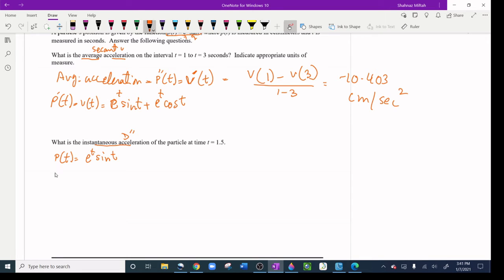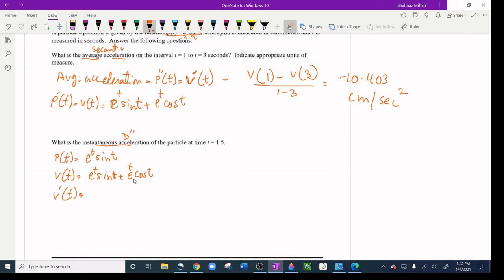So I already know my first derivative is this: e^t sine t plus e^t cosine t. That's my first derivative. Now I'm going to get the second derivative. So your notation is going to be v prime t, or you can do p double prime t. Either way is good. Since I'm going in order, I'm going to go v prime t.